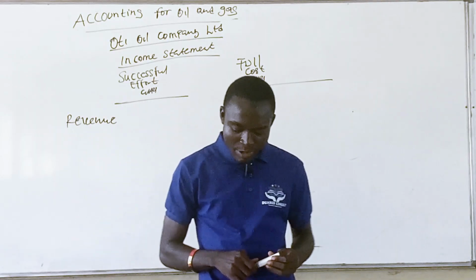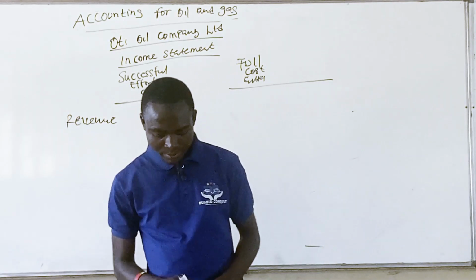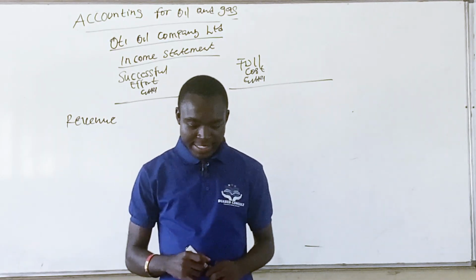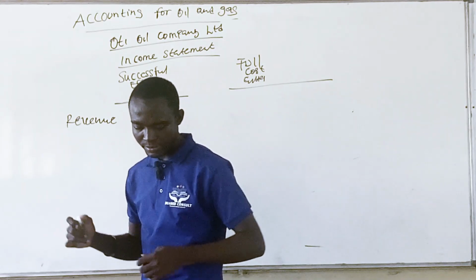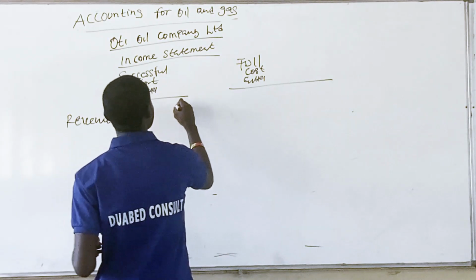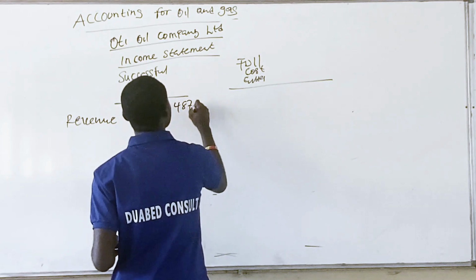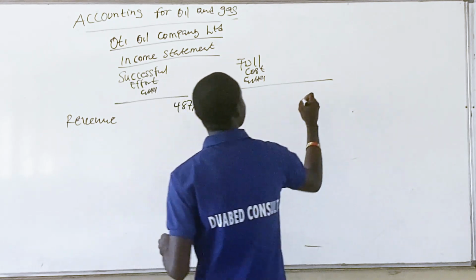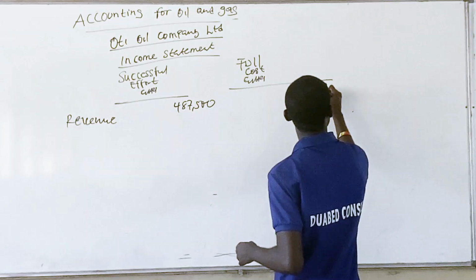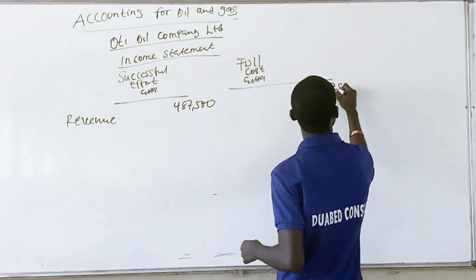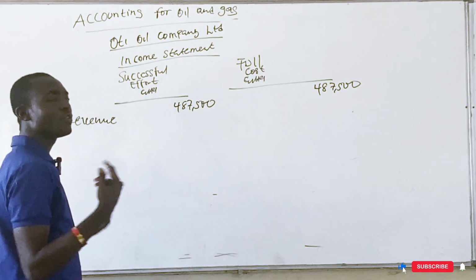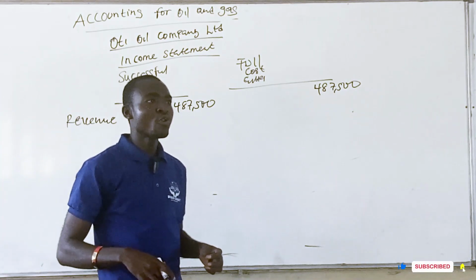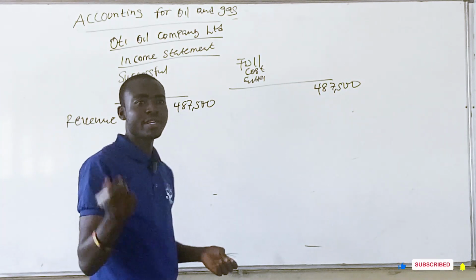So the amount of revenue given is 487,500, as given to us in the question. So we proceed by recording our expenses.